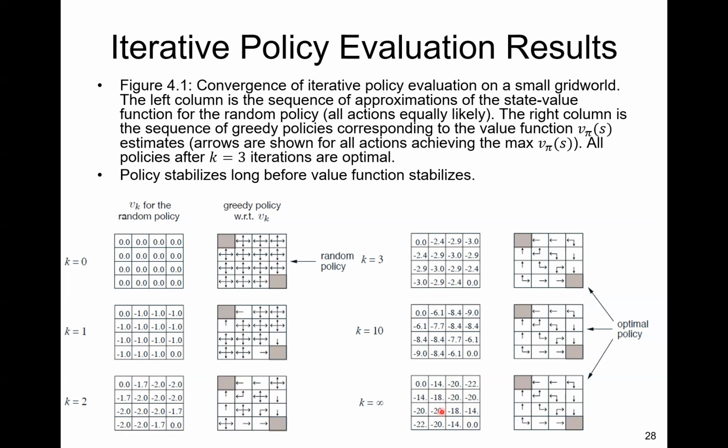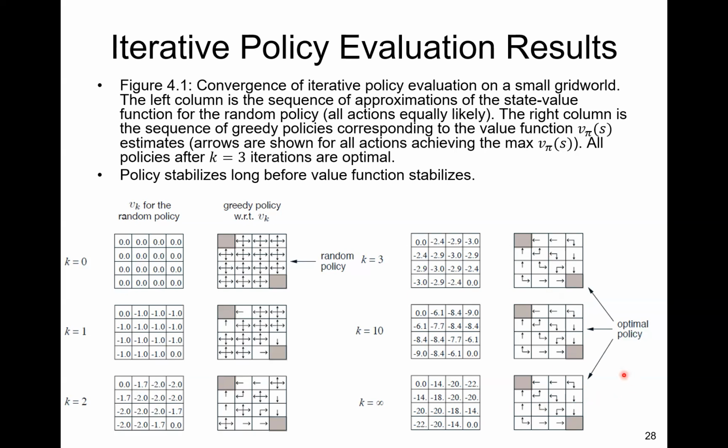But it eventually converges at k equals infinity. This is the final convergence. But the policy has converged, stabilized long before the value function stabilizes. So at k equals 3, the policies are the same as k equals 10 or k equals infinity.